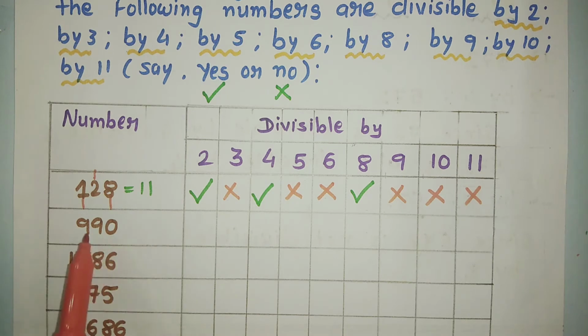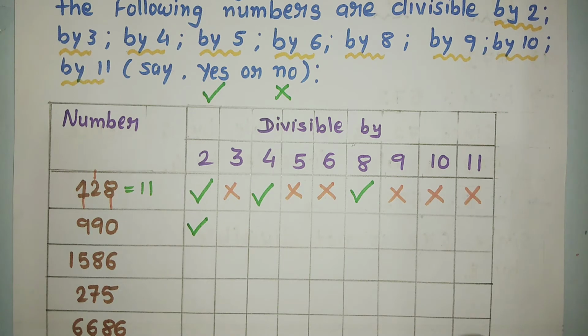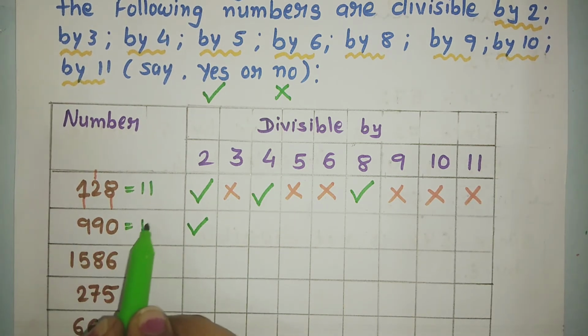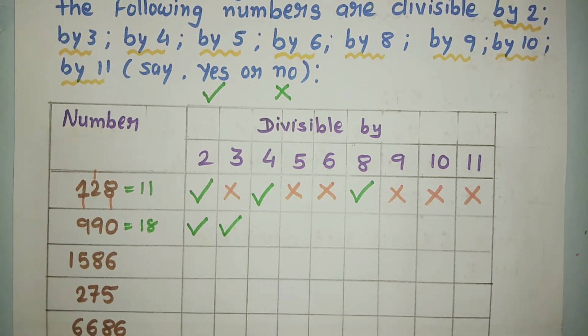Second one, 990. So what we have to check first for 2. Rule for 2 is last digit should be even number. Yes, 0 is even. So this number is divisible by 2. Now for 3, sum of all the digits: 9 plus 9, 18, plus 0, 18. So 3 के table में 18 आएगा. Yes, so this number is divisible by 3.